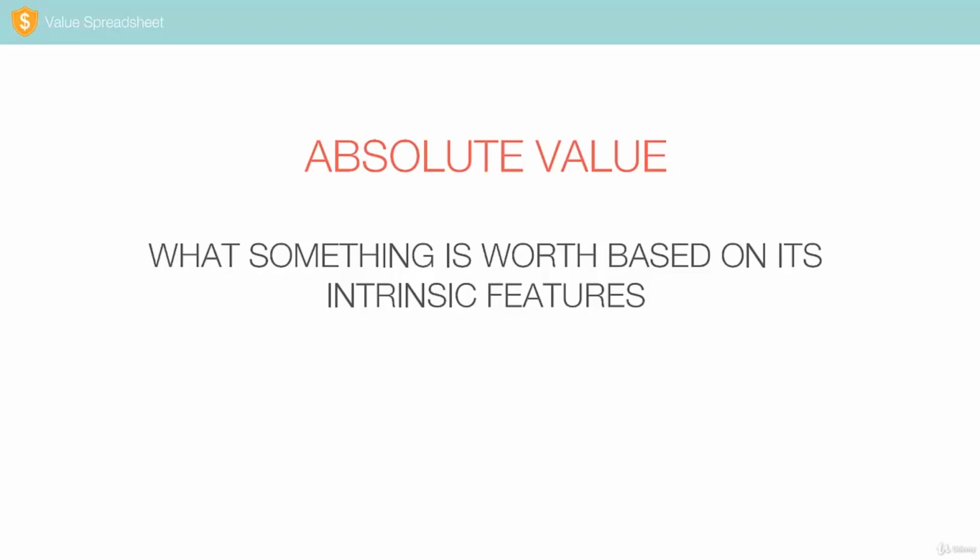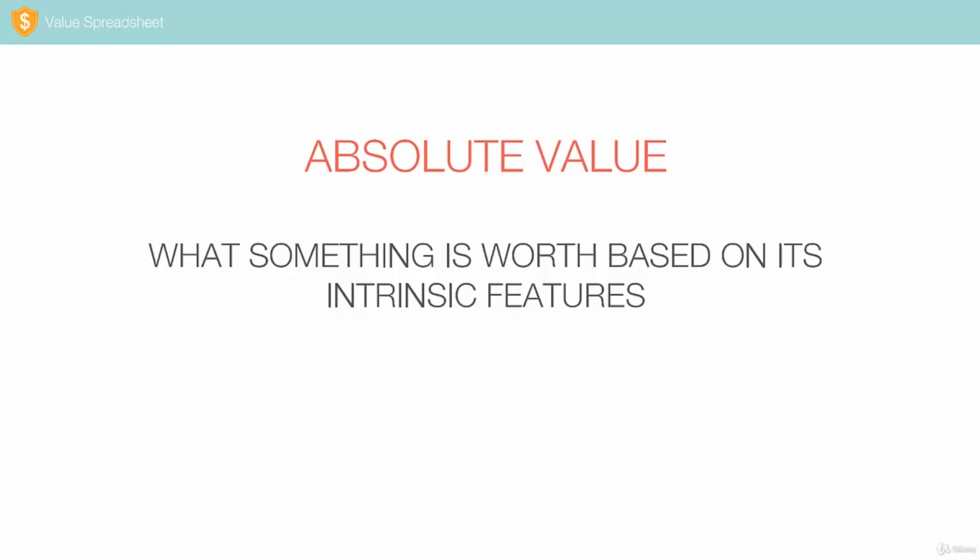Absolute value is what something is worth based on its intrinsic features. For example, what an entire company is realistically worth based on how the company performs and all the things it owns, like buildings, machines, and cash. In Lesson 8 we will describe several methods to estimate the absolute value of a company, but for now it is sufficient to understand that absolute value shows what a company is realistically worth based on what it owns and how it performs, while relative value only indicates whether one company is cheaper or more expensive than another company, without saying anything about whether these companies are cheap or expensive in their own right.